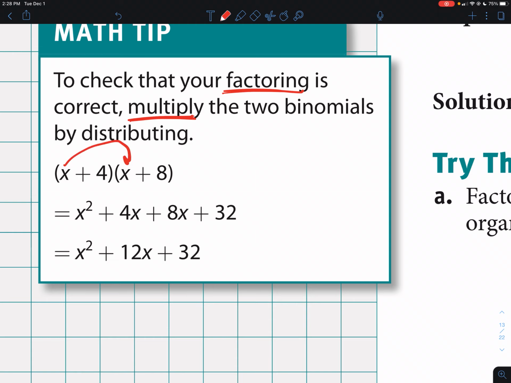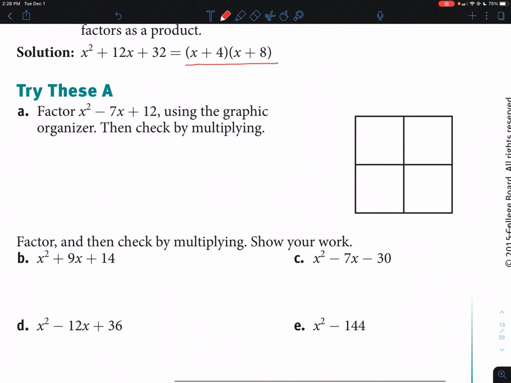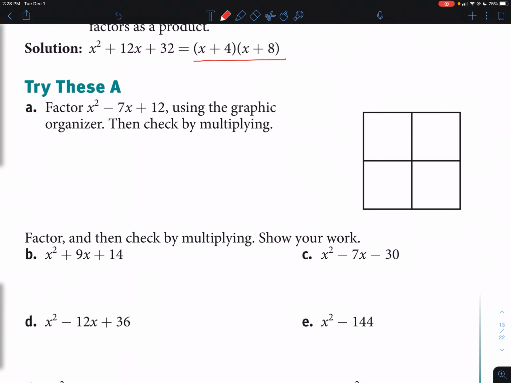Like we did on the warm-up, distribute and combine like terms. And you should get where you started. Okay? That's how you can check yourself. So I do want you to pause the video and try to do this one by yourself.